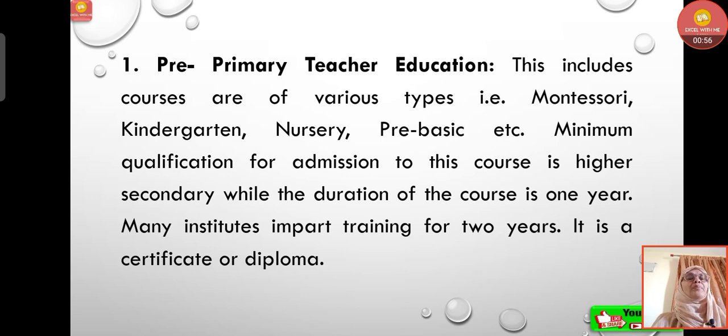First one is pre-primary teacher education. This includes courses of various types, that is Montessori, kindergarten, nursery, pre-basic, etc. Now, minimum qualification for admission to this course is higher secondary, while the duration of the course is 1 year. Many institutes impart training for 2 years. It is a certificate or diploma.